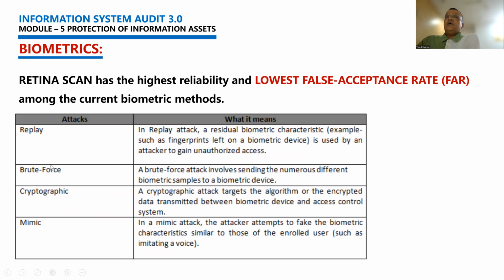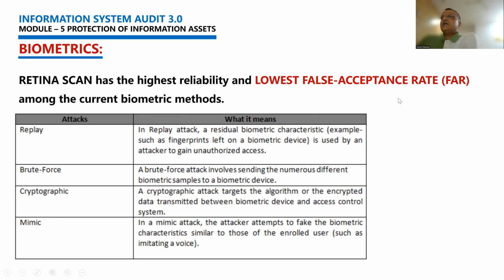Now we'll talk about the retina scan, where you're putting your eyes for scanning the retina. It is seen that it has the highest reliability and the lowest false acceptance rate among the current biometric methods. You will find that when you are scanning a retina, unless you're suffering from diabetes or some other ailment, a retina scan usually does not reject a genuine person. So you find that FAR is very low. If the false acceptance rate is very, very low, the system is working very fine because all the authorized persons are getting recognized by the system.